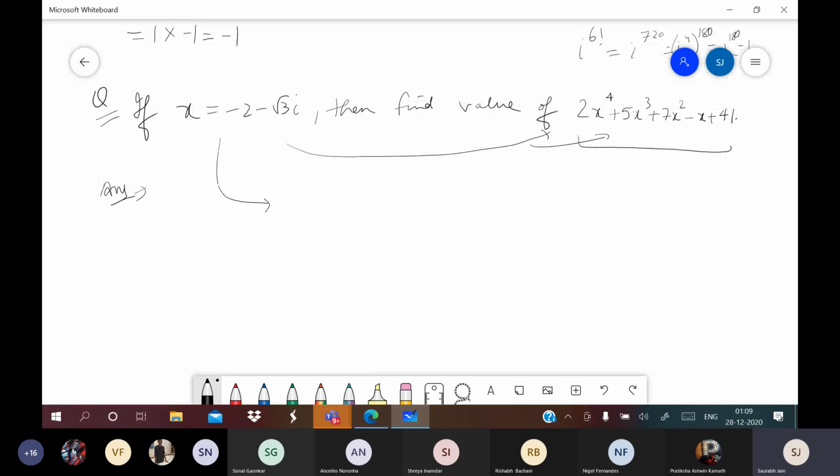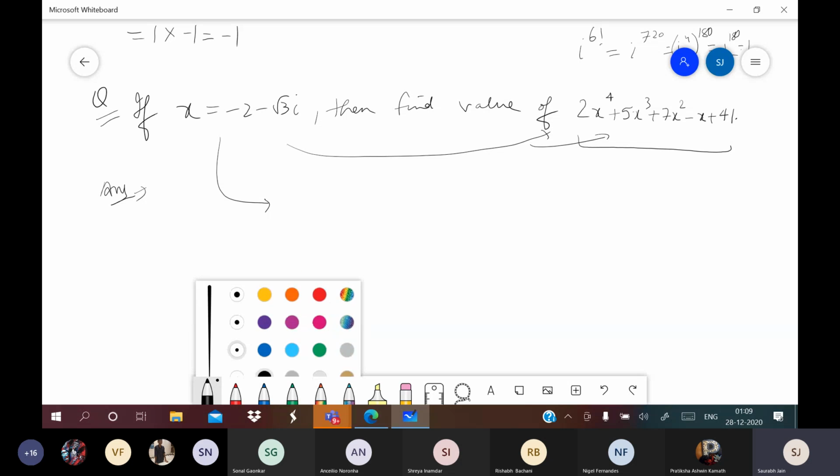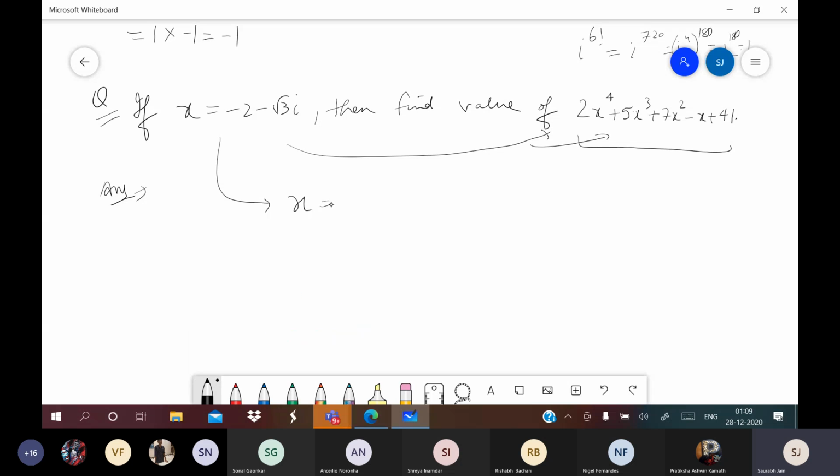We first simplify this expression. Watch carefully all the steps. We are going to use a procedure where you make this equation free of iota, and for that the basic steps are you bring 2 to the left hand side and you square both sides. Why squaring only? Because iota square is -1, that is why.